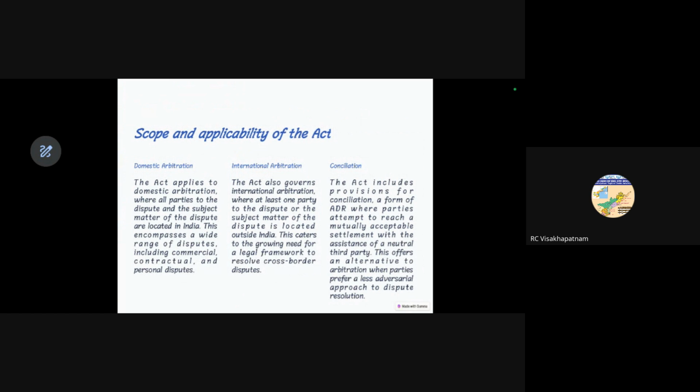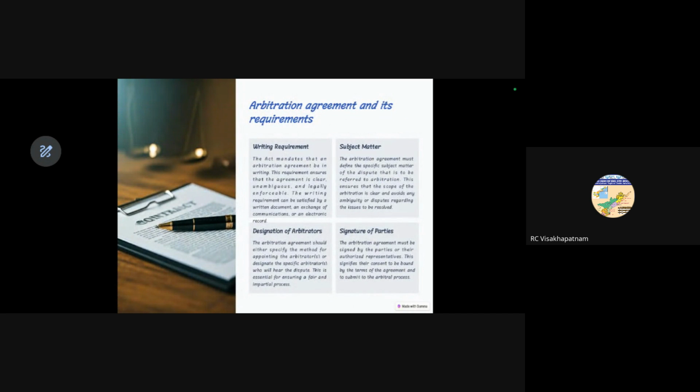This offers an alternative to arbitration where parties prefer a less adversarial approach to dispute resolution, that is conciliation. Arbitration agreement and its requirements. What requirements must be there to write an arbitration agreement? The writing requirement. The Act mandates that the arbitration agreement must be in writing, with clear and unambiguous terms and legal enforceability.